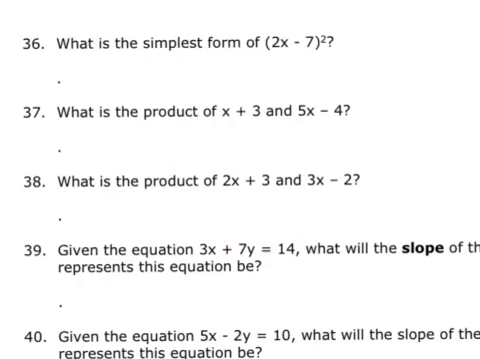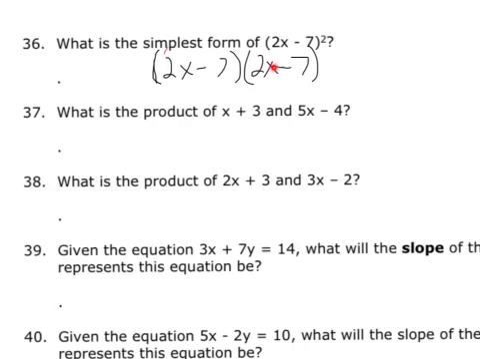Okay, 36, same thing. What's the simplest form of 2x minus 7 squared? So once again, it's two terms inside the parentheses. So we can't just take everything to the second power. We have to take this whole thing raised to the second power. So we write them as 2x minus 7 times 2x minus 7. And we're going to distribute the terms. So the two terms from this first one to the two terms here.